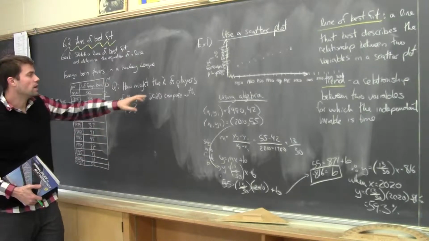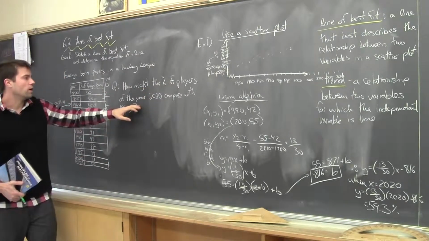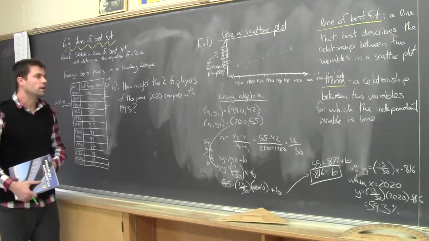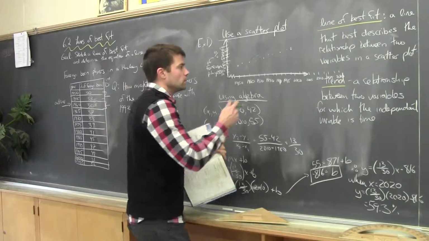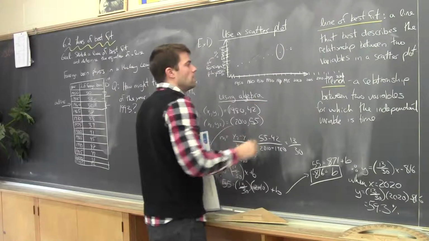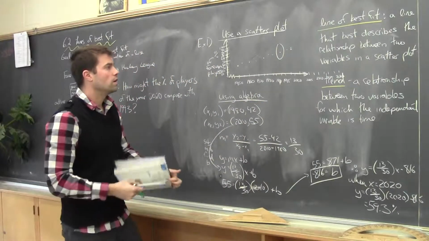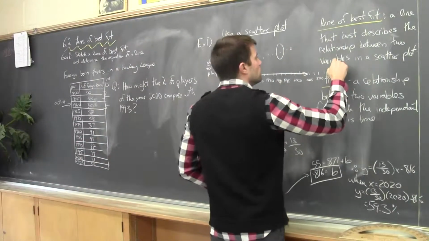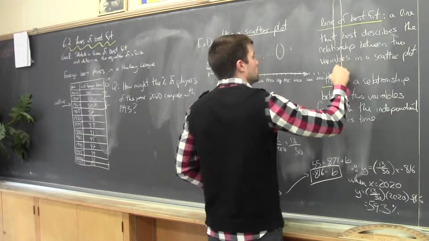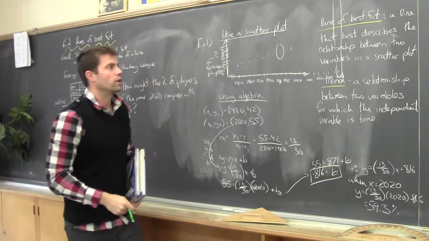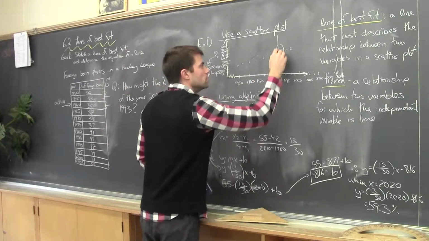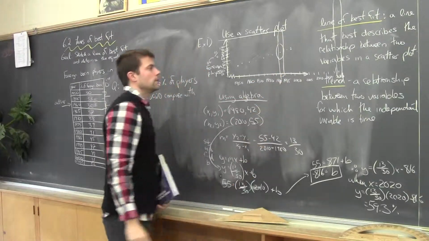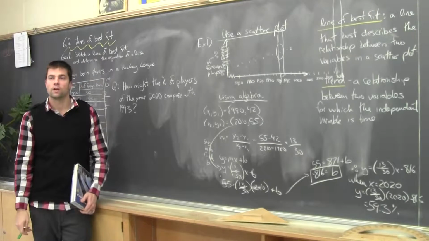So the question says, how might the percentage of players of the year 2020 compare with 1993? So if we look at 1993, we're looking at this area in here. And if we look at 2020, we're looking at this area in here. We're just going over that definition, right? I'm sorry, I should say 1993 is this area, right? Because that's the year, the x-coordinate.